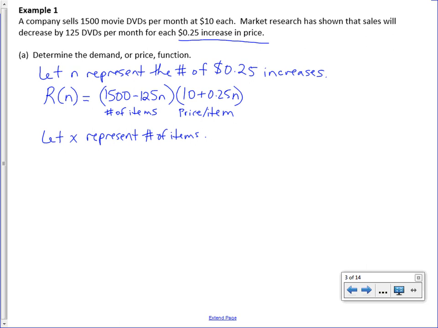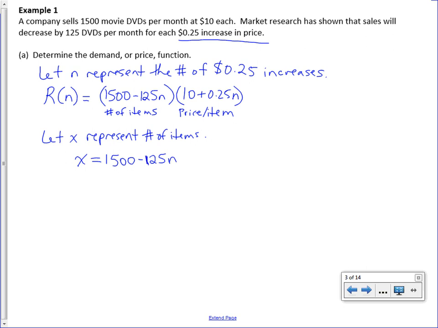Well, do we have an expression for X then? If X is the number of items, is the number of items already on the board here, in terms of N's? Is there any expression on the board that has the number of items also? This first part here, right? The number of items will be 1500 minus 125N. So do you all agree that X would equal 1500 minus 125N?